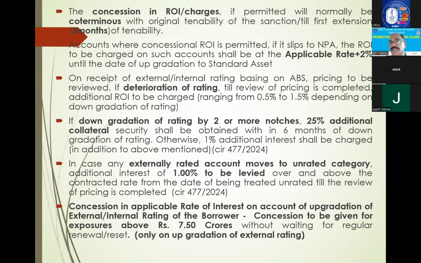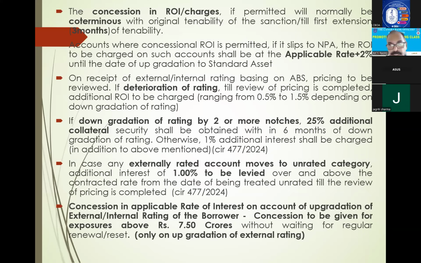Next, concessions in rate of interest or charges, if permitted. Up to what time will it be available? It will be co-terminus with the original tenability of sanction or till the first extension. You are sanctioning ODOCC. You have given a concessional rate of interest. Up to 12 months, tenability is fixed. Okay. Beyond that, the party will ask for an extension.